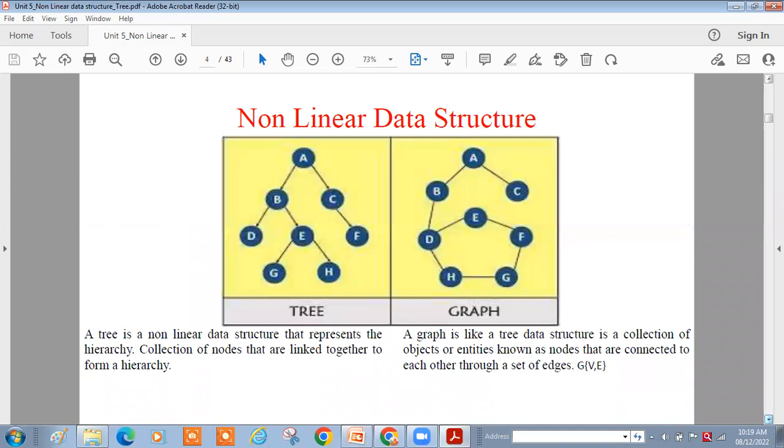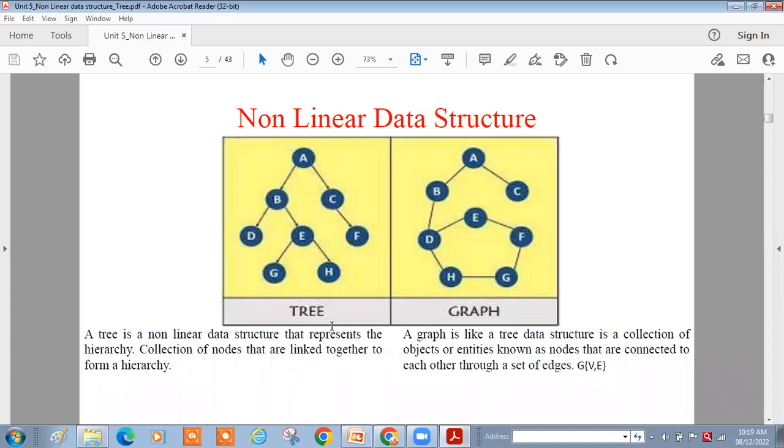Now, as today's topic focuses more on non-linear data structure, these two are the examples of non-linear data structure, that is tree and graph. Here you can observe the representation. You may see that these two diagrams look the same. Here you can see A, and here is also A. These are nothing but the nodes. But in case of a tree and for the graph, some difference is there.